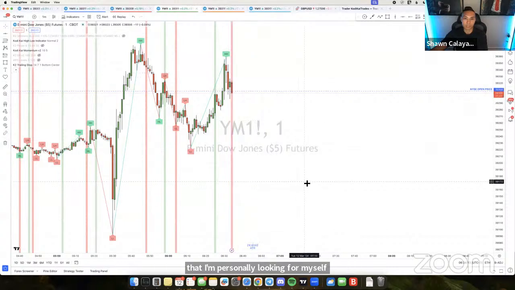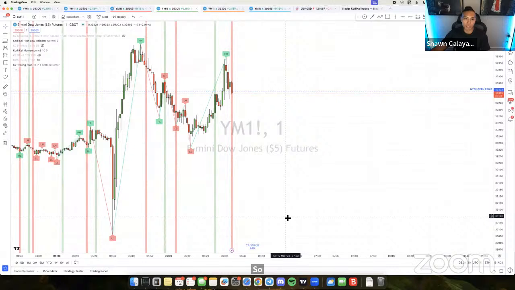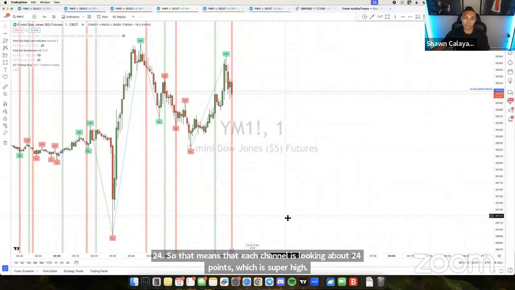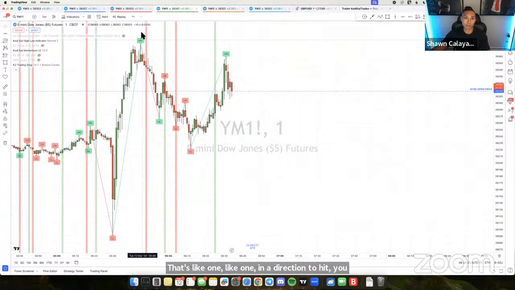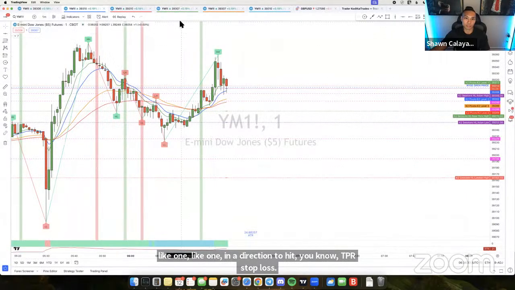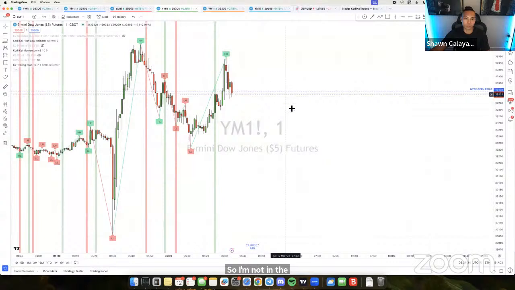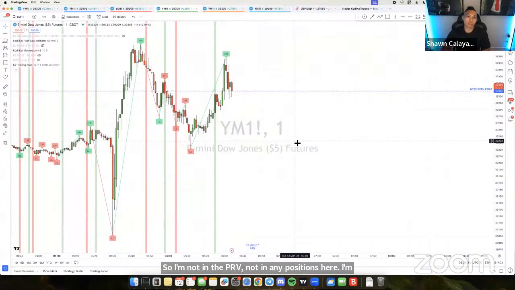ATR is also super high right now. It's currently at 24. That means each candle is moving about 24 points, which is super high. That's like one candle move in a direction to hit TP or stop loss. So I'm not in the PRB, I'm not in any positions here. I'm just waiting for the BB3 to come up. So I'm basically looking for a double body, double wick rejection. Once we have that, then I will be looking for a possible entry for the BB3.